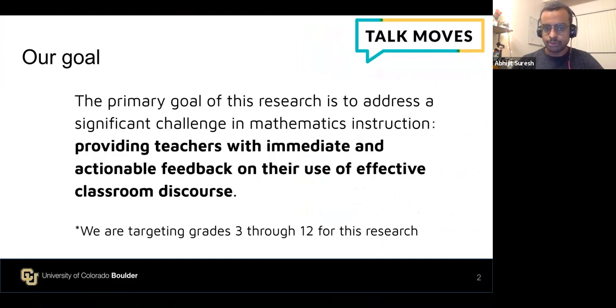At present, providing teachers with feedback on classroom discourse needs the presence of an instructional coach or an expert. The goal of this research is to automate this process using machine learning and natural language processing. For this study, we are focusing only on mathematics instruction from grade 3 to grade 12.